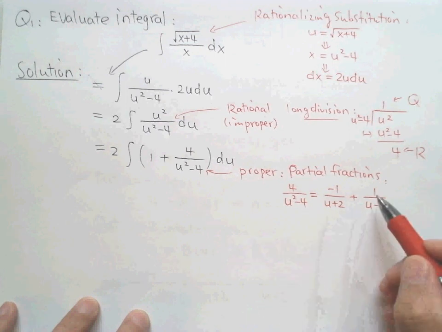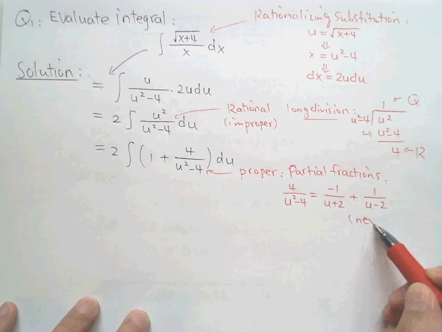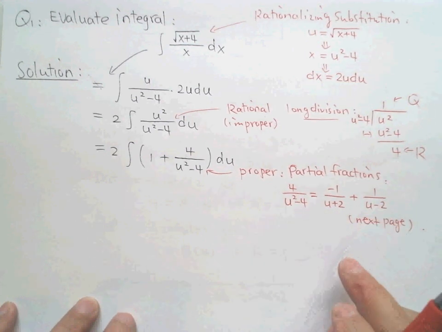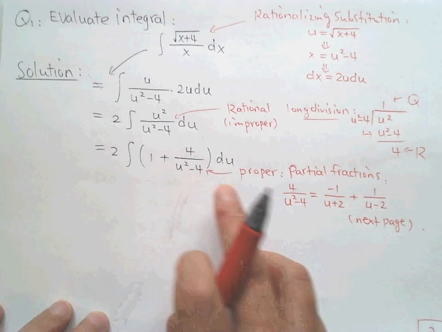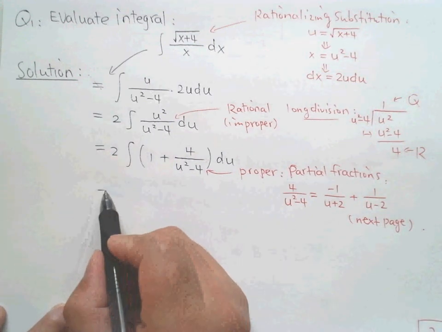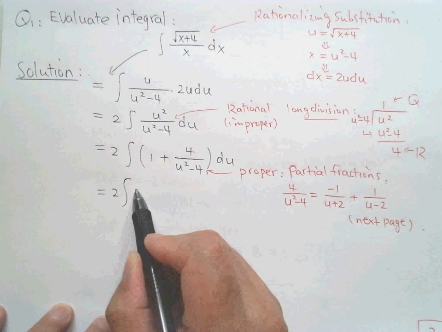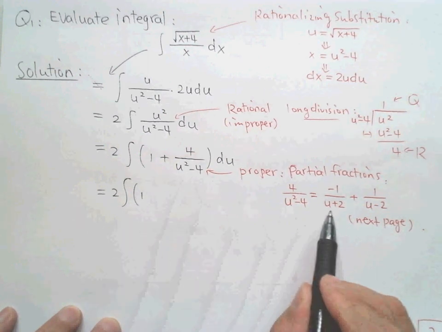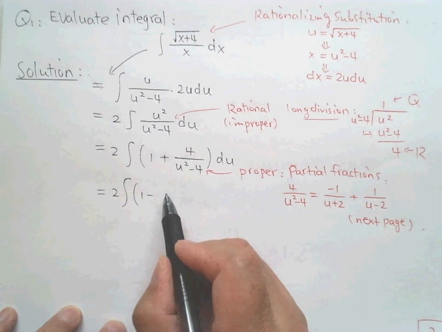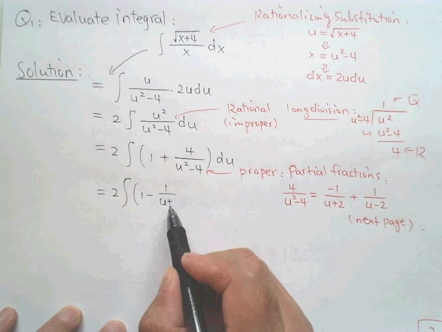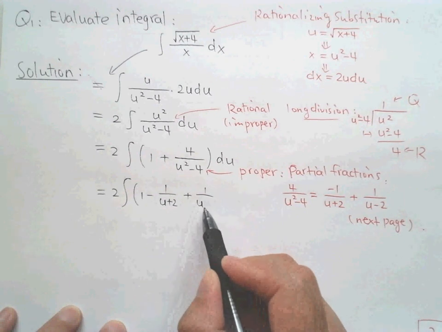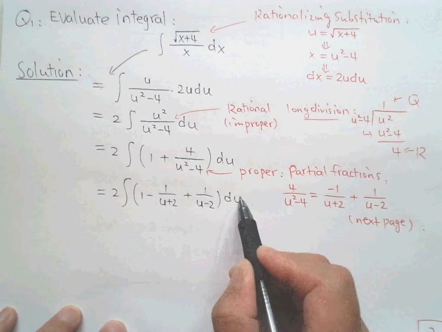Okay, and this result, the detail I will show you on the next page. If we already did the decomposition, now what we need to do is just plug in, right? So I put here 2 times the integral of 1 minus 1 over u plus 2 plus 1 over u minus 2 du.